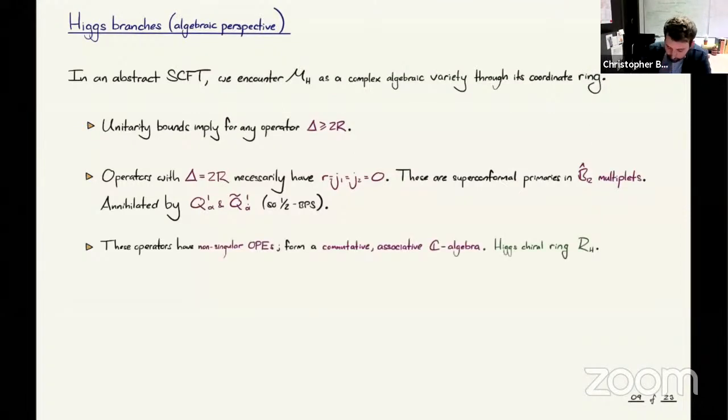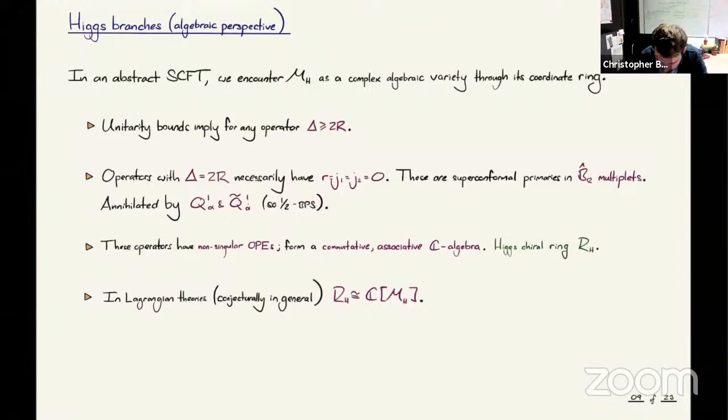And it follows from simple selection rules that I won't review, that these operators have non-singular operator product expansion. So you can bring them on top of each other and nothing goes wrong. And so you can define an algebraic structure by defining the product of these operators literally to be what you get when you have them sitting literally on top of each other. And this gives the set of operators that live in these as superconformal primaries of these B hat R multiplets, the structure of a commutative associative C algebra. And this is the so-called Higgs chiral ring.